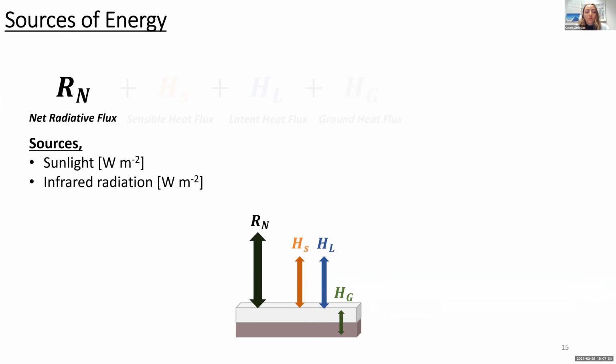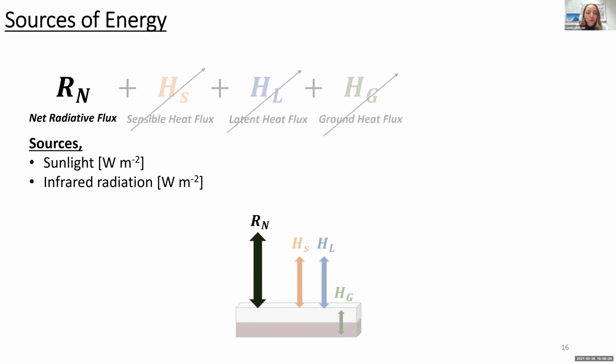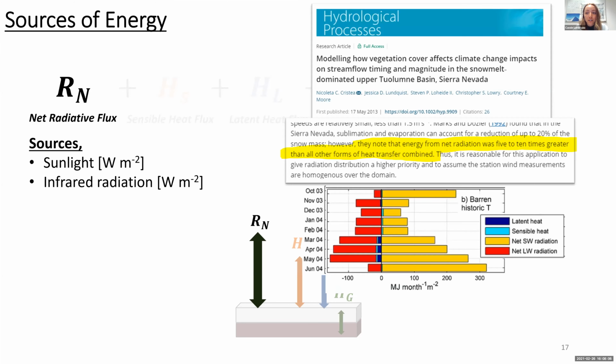Something really big to highlight here is the net radiation flux. Net radiation flux is made up of two pieces, sunlight and infrared radiation. What we're going to focus on for this presentation is this net radiation flux. Research has shown, like highlighted here in a paper by Nicoleta, that the energy from the net radiation is actually 5 to 10 times greater than all other forms of heat transfer combined.